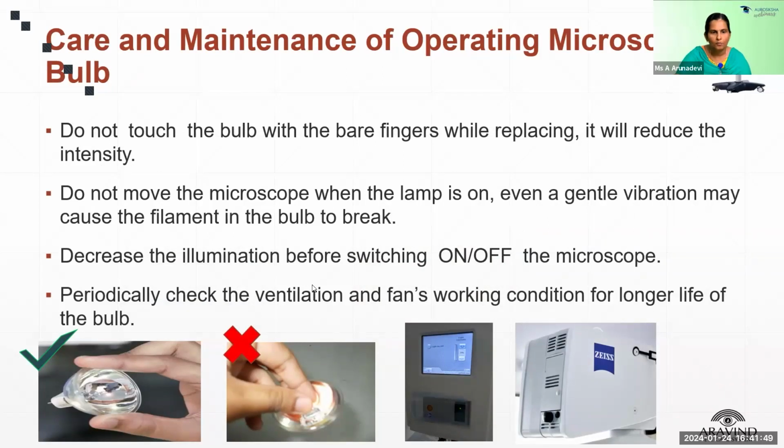Care and maintenance of the bulb. Never touch the inner surface of the reflector and bulb with a bare finger. It affects the intensity of the light. Avoid moving the microscope while the lamp is on. Even a gentle vibration may break the filament of the bulb. Always ensure the brightness of the bulb is at a lower setting before switching the microscope on and off. Periodically clean the vent in the illumination module and verify the function of the fan to prolong the lamp's life.